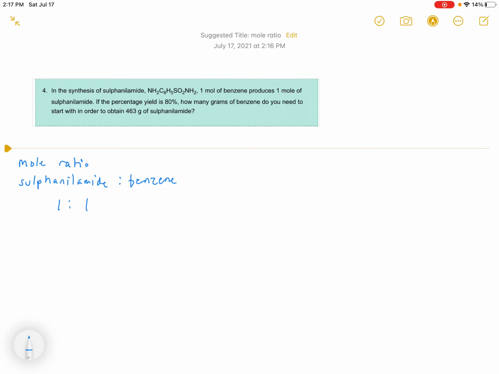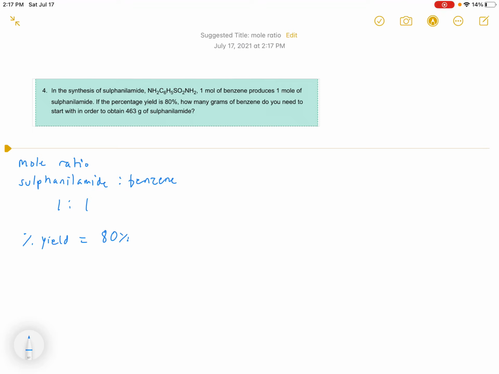The second thing that we're told is that the percentage yield is 80%. So I'm just making this into a data list off to the side in the blue ink here. A really good strategy for every single time you ever solve a problem in chemistry or even physics or senior math classes, always make a data list. So we see that the percent yield is 80%.